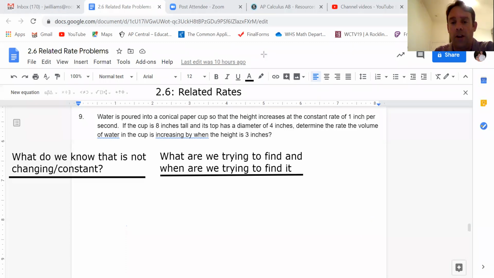Hey, it's our old friend, the conical paper cup. Amazing how, for whatever reason, that shape is used a lot. So we'll bring our conical paper cup back.